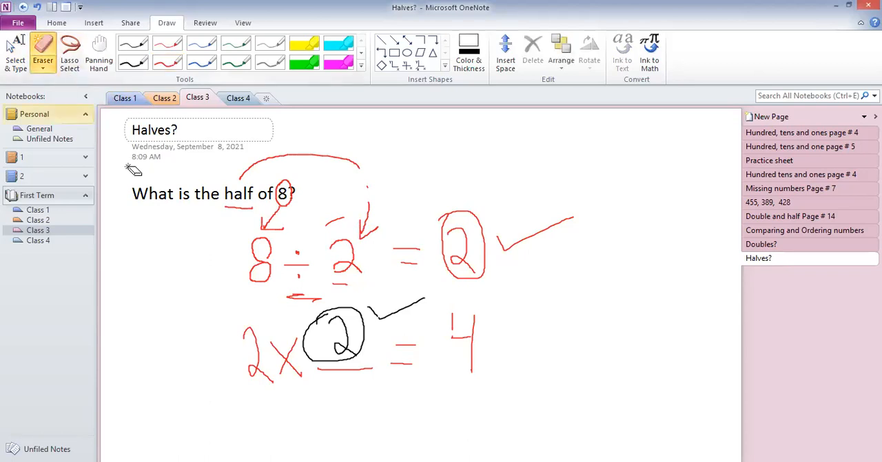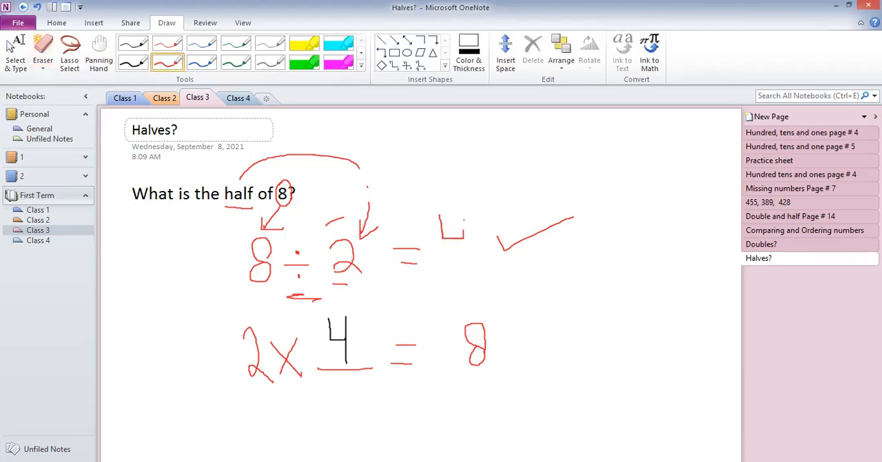8 divided by 2 means you will check 2 multiplied by what will give you 8. 2 ones are 2, 2 twos are 4, 2 threes are 6, and 2 fours equal 8. So 2 multiplied by 4 equals 8. That means 8 divided by 2 equals 4. So the answer will be 4. And half of 8 is 4. Is it clear, guys?